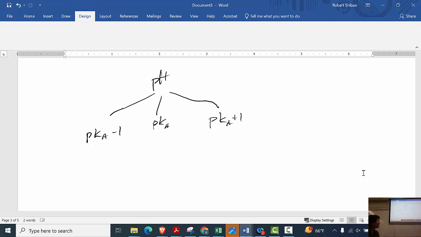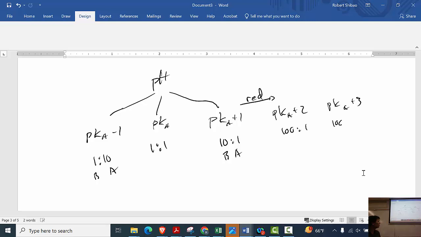So a plus 1 means that we have a log of 10. And so this is a 10-to-1 ratio base to acid. Over here, a minus 1 means we have a 1-to-10 ratio of base to acid. And a pKa here just means we have a 1-to-1 ratio of base to acid. Now, in order to visually see it, the color stand out, we need at least a 10-to-1 ratio. And so solutions from pKa plus 1 on are going to be red. And so we could go to pKa plus 2, which would be 100-to-1, or pKa plus 3, which would be 1,000-to-1, etc.